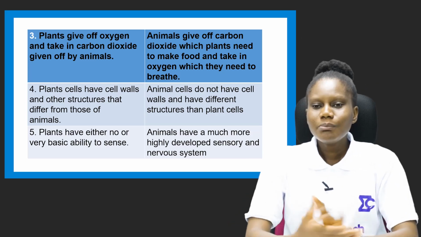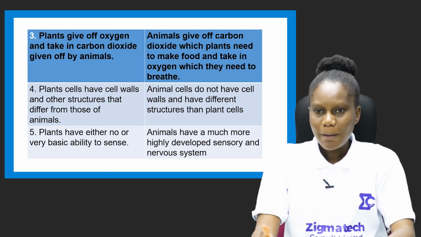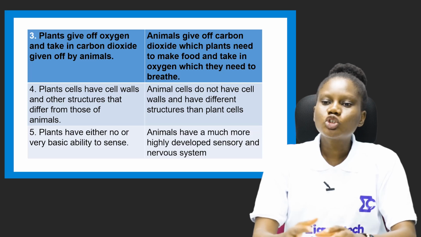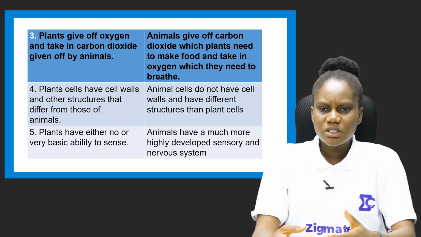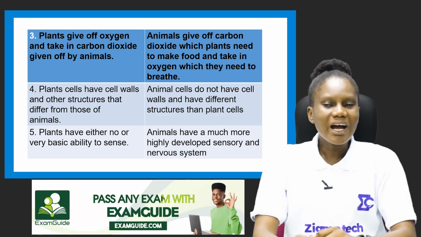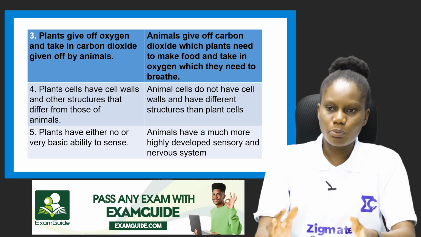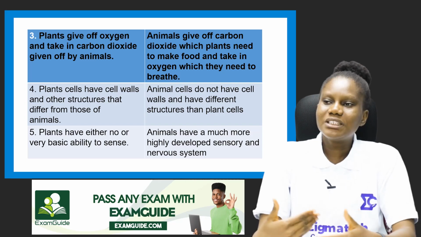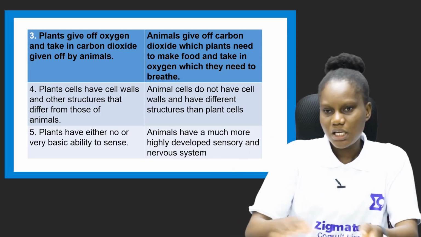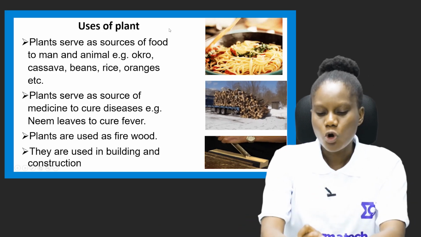Number 5 is plants have either no or very basic ability to sense. Unlike animals, animals have a much more highly developed sensory and nervous system. In research, plants respond to stimuli very slowly, but animals respond fast because we possess a nervous system. So they are very highly developed, and we respond to changes in our external environment more than plants. So now, very quickly, we're going to look at the uses of plants.